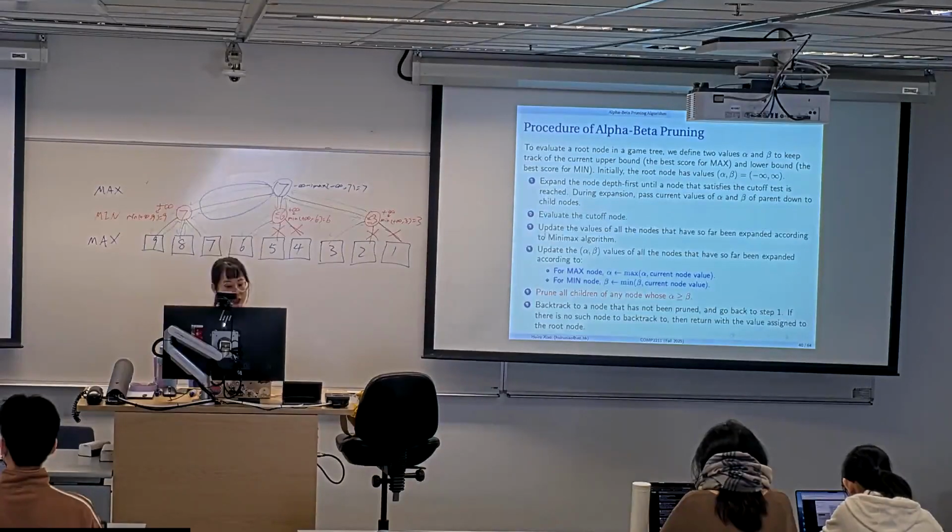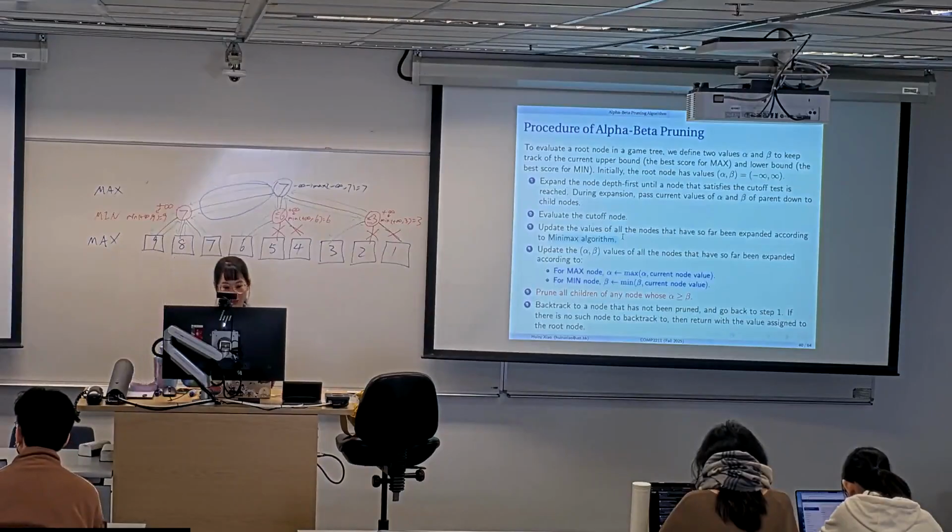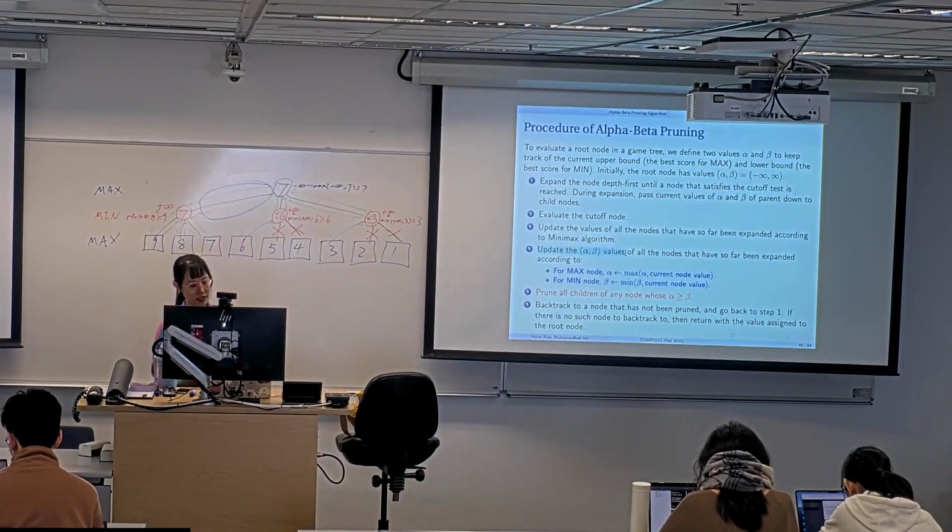And now we need to update the values of all the nodes that have so far been expanded according to the Minimax algorithm. That means during the depth first search, the Minimax is still being executed, just like what we have done before. But during such depth first search, we have some extra tasks to do. Not only Minimax, but we also need to update alpha and beta values of all the nodes that have so far been expanded.